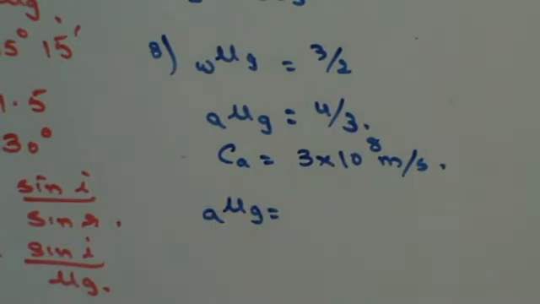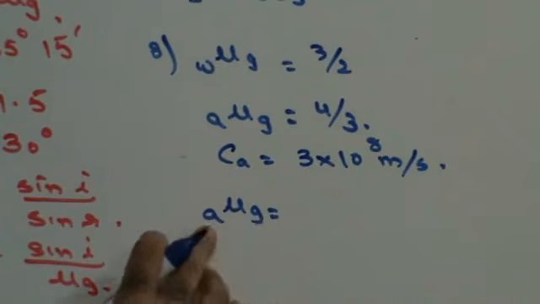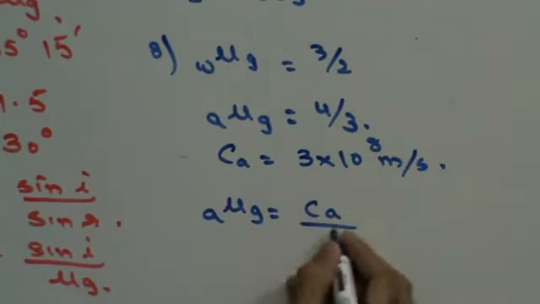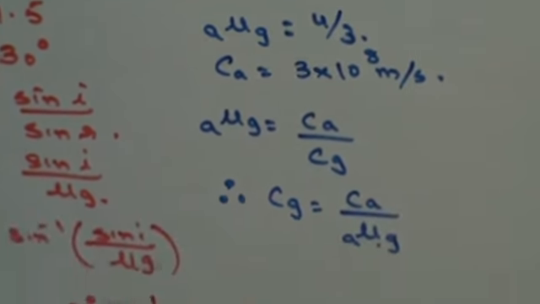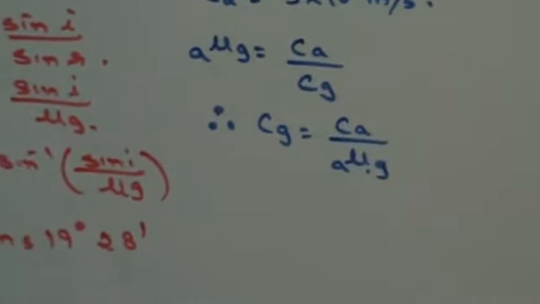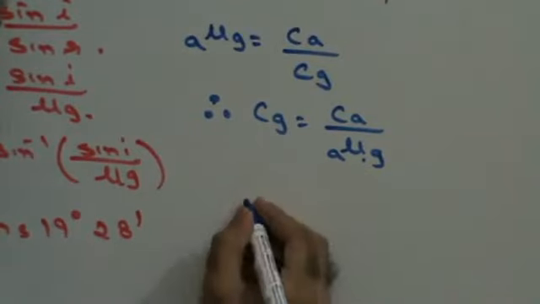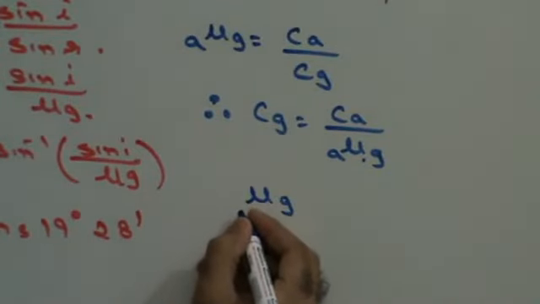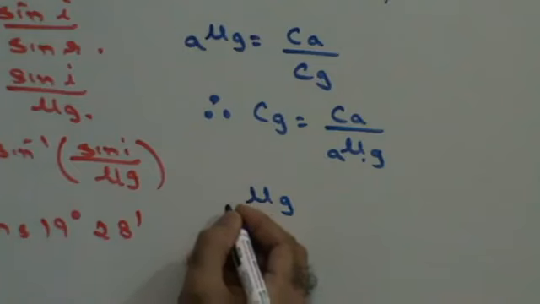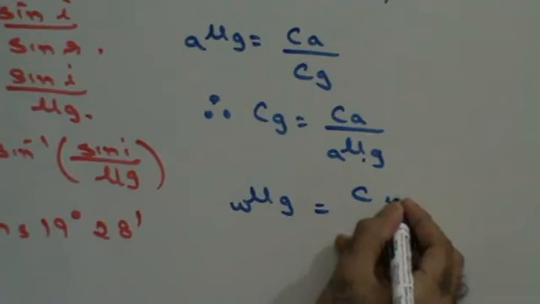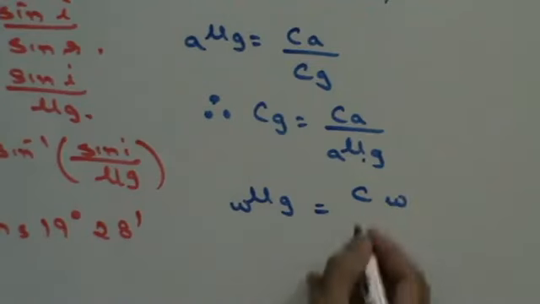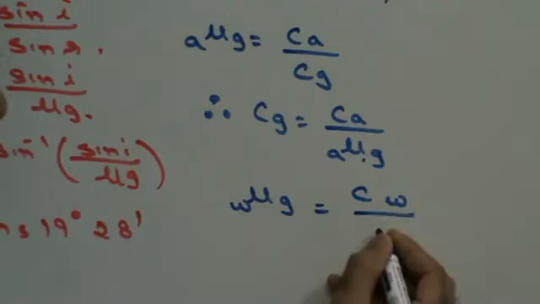Now, I can say that the refractive index of glass with respect to air is velocity in air upon velocity in glass. Therefore, I can say that velocity in glass is velocity in air upon refractive index of glass. You should be able to get the velocity in glass. Next, the refractive index of glass with respect to water is going to be velocity in water upon velocity in glass.